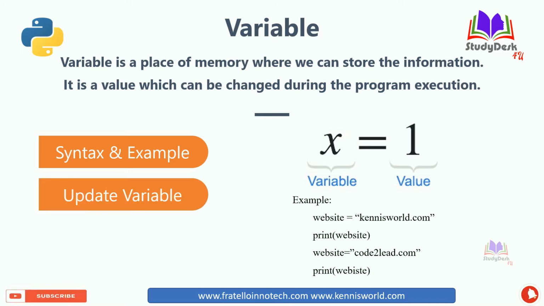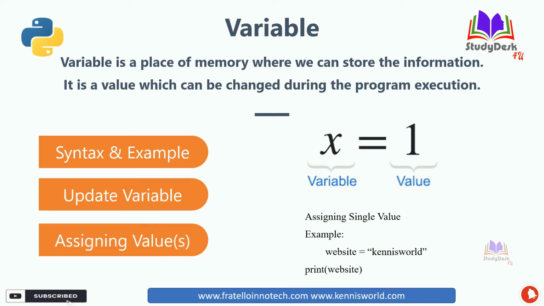And how to update a variable? The name we are using, we can replace its value any number of times. In this example, initially website is initialized with kennisworld.com and I am printing the website name. In this case it prints kennisworld. But again I am updating the website variable with code2lead.com, so print website gives code2lead.com. That means initially the website value will be kennisworld, but later on it will be code2lead.com. So we can change the value of the variable on the fly.